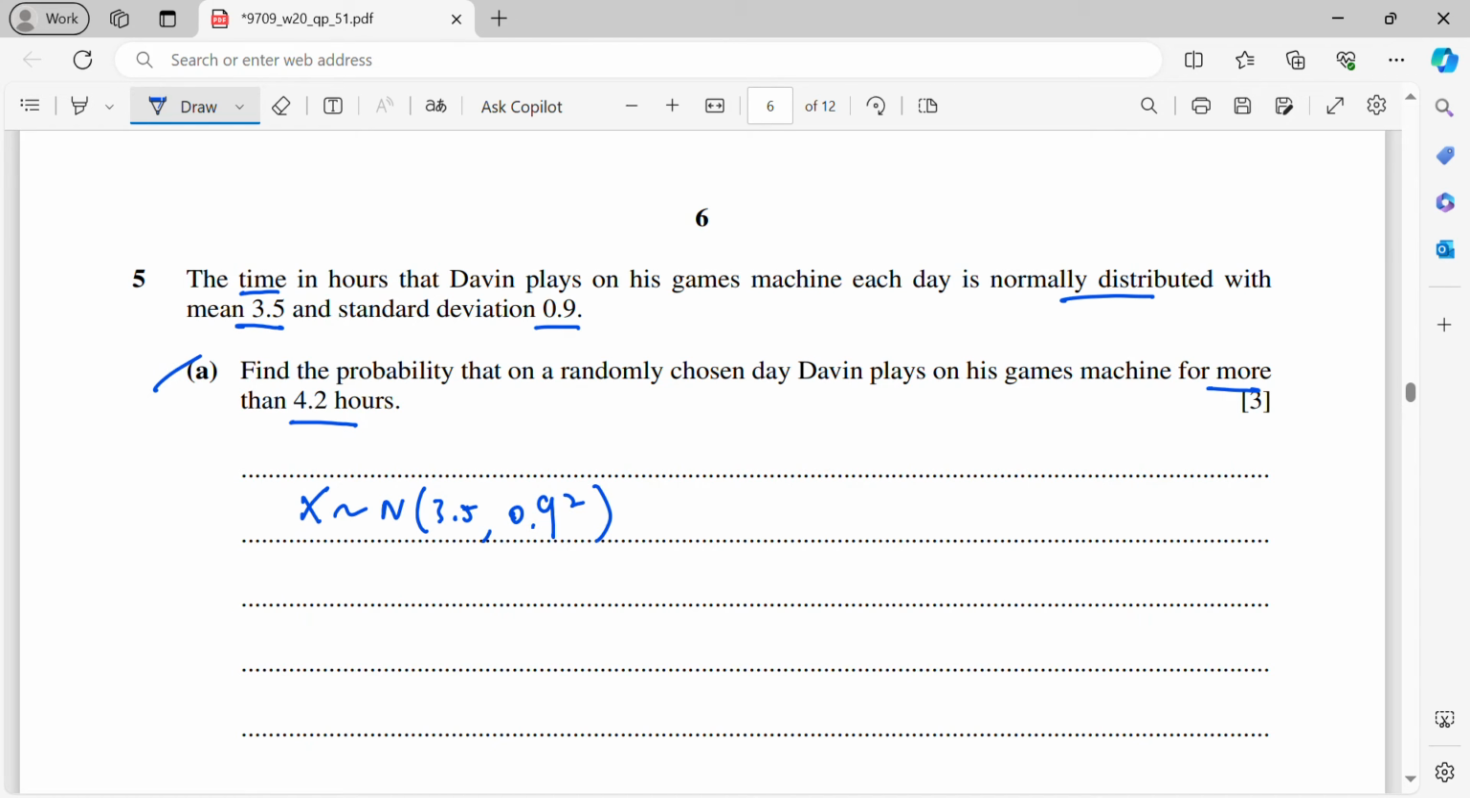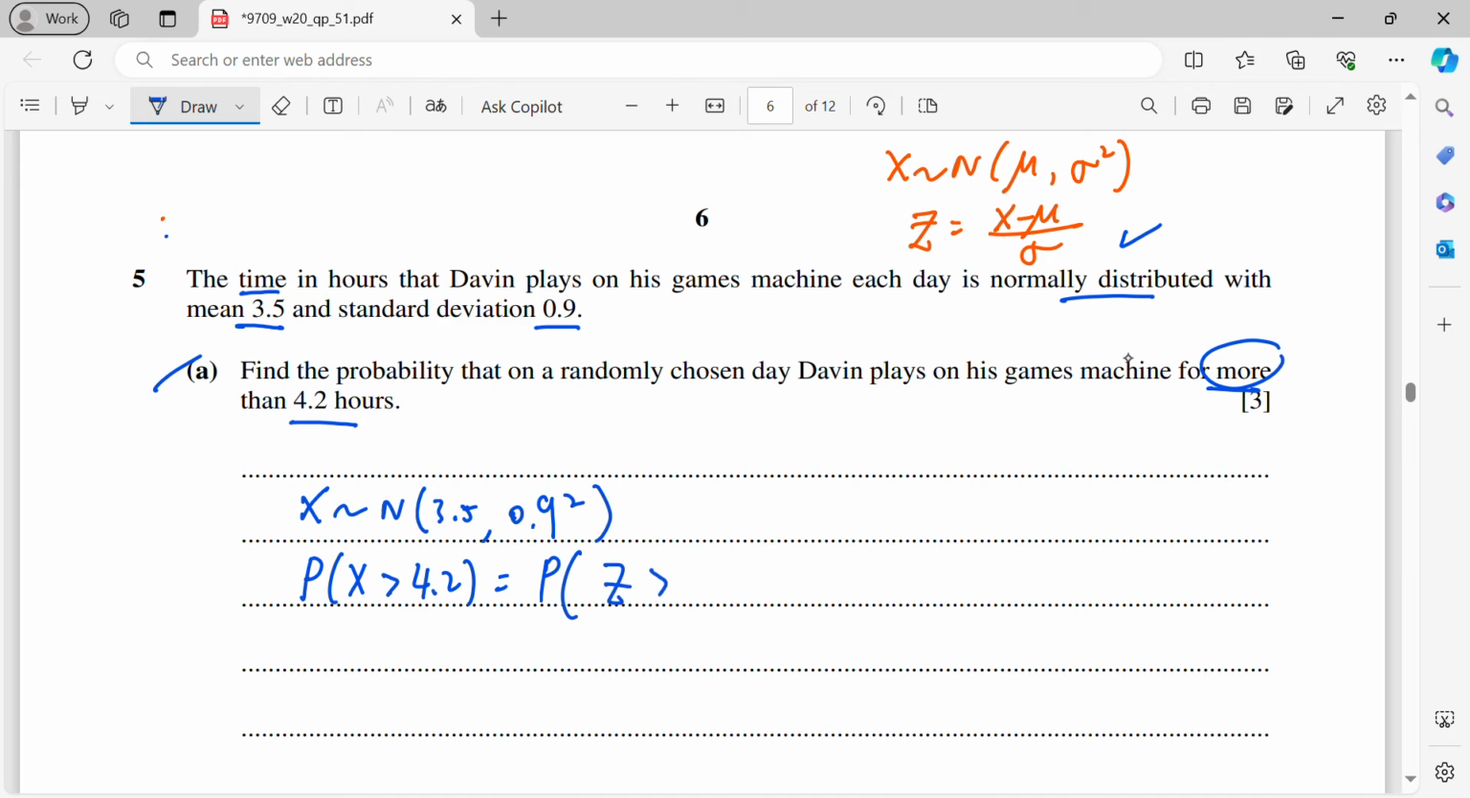We always write variance. So the general form of normal distribution is mu, sigma squared. And then we need to standardize it by using x minus mu over sigma. This is the formula. So then from here, you need to find probability of more than 4.2 hours. So P(X > 4.2). Then standardize using the formula, that is Z more than 4.2 minus 3.5 over 0.9. Okay, because over standard deviation. So here is going to be P(Z > 0.778).